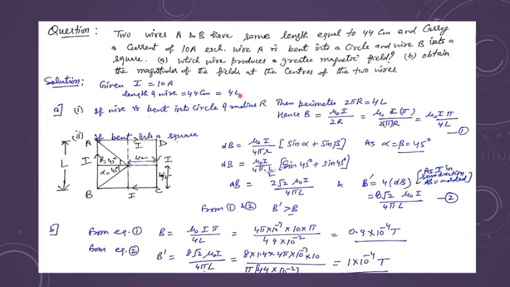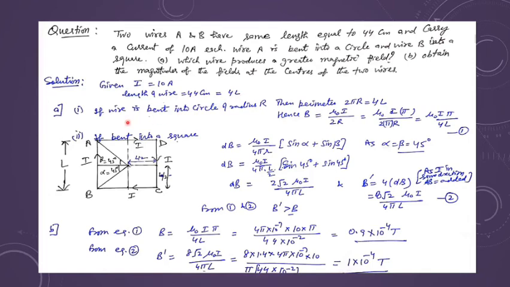Length of both the wires is same, 44 centimeter. We are assuming it to be 4L because when we are converting it into the square, each side has to be L, then total length will be 4L. This is the reason why I have taken this.